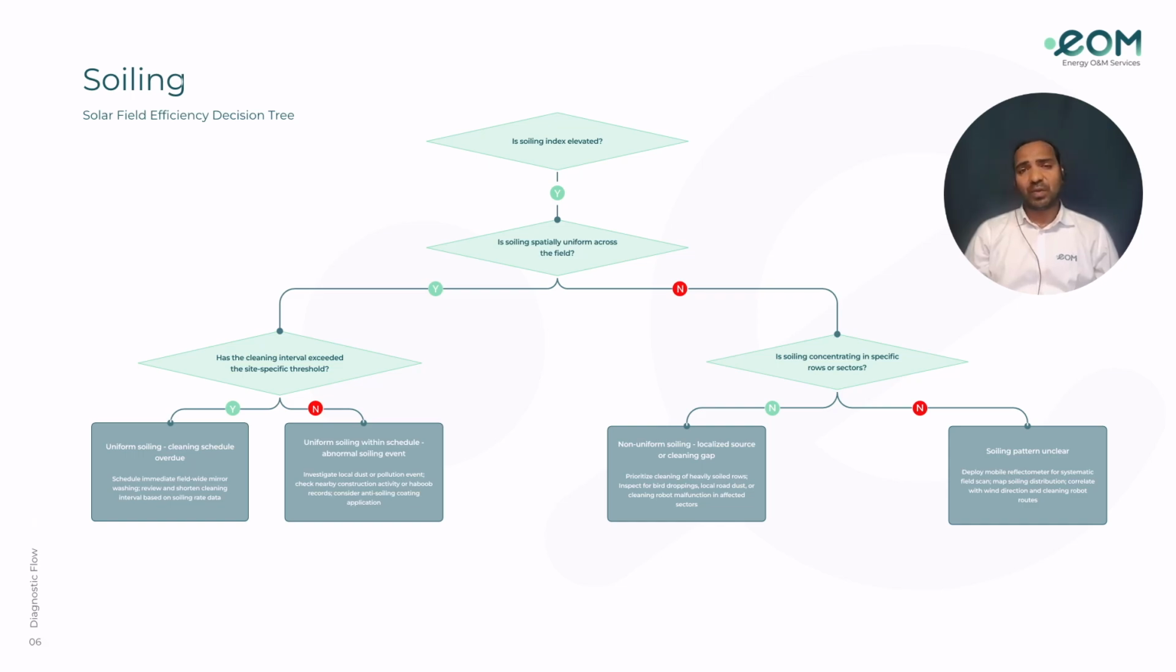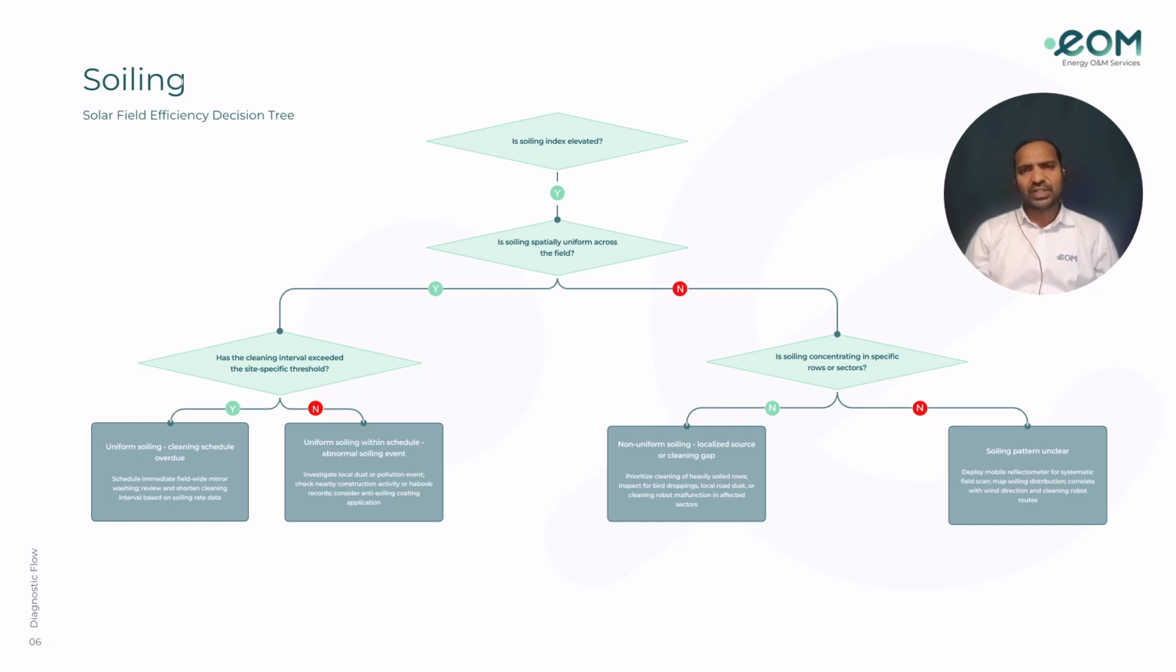However, sometimes abnormal soiling occurs even when the cleaning schedule is technically within limits. In those situations, external environmental factors may be responsible. Examples include nearby construction activity, seasonal dust events, strong winds, or local pollution sources. So, this is also where anti-soiling coating may become operationally beneficial.